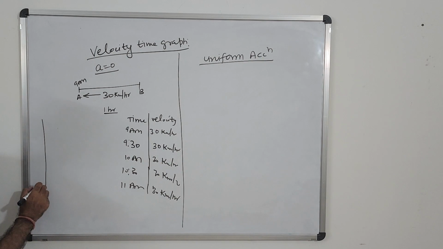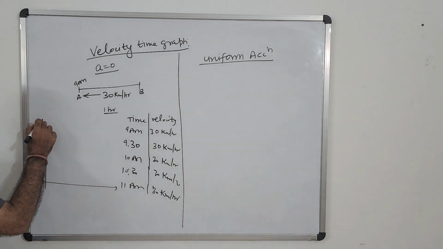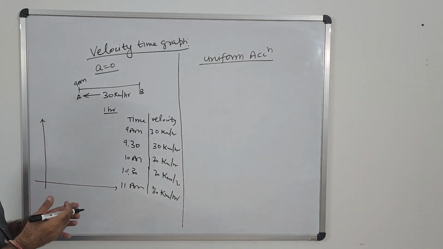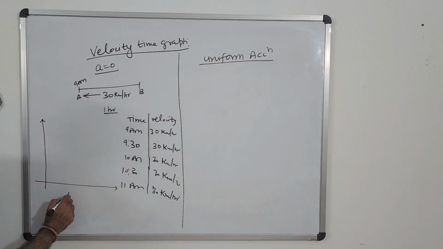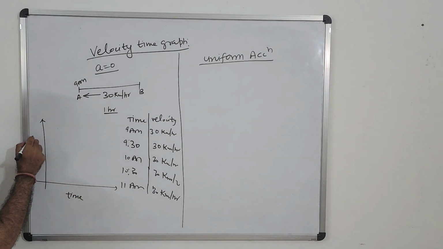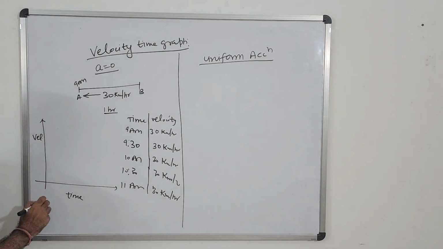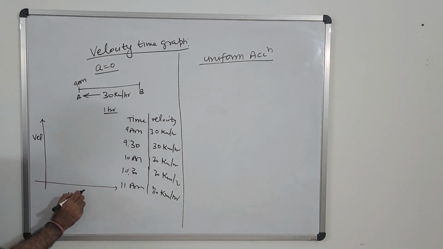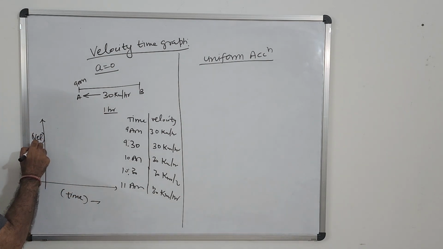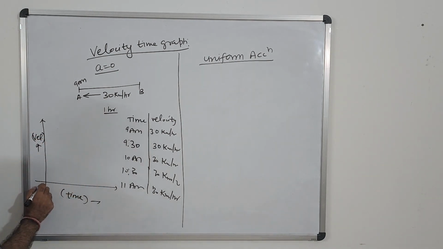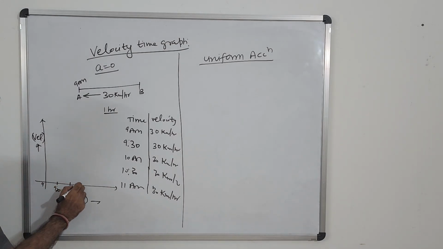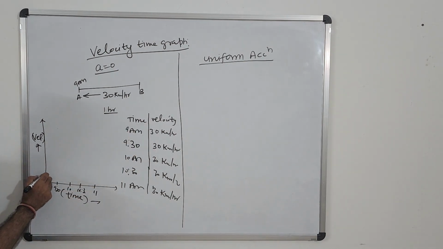So if you draw a graph, just look at the graph, it will be very different from what we are actually imagining. So this is time, this is velocity. Okay, and this is time, right? Time is 9, 9:30, 10, 10:30, 11. What is velocity? 30. So that is 10, 20, 30. Okay, at 9 it is 30.